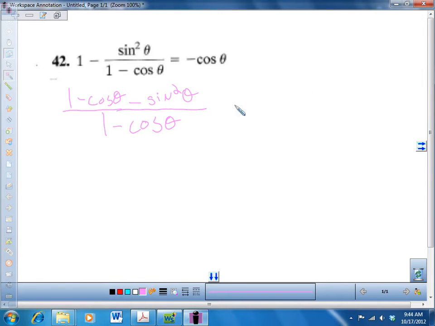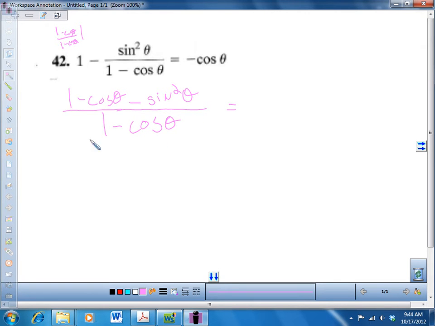So this is just the left side of the equation. Remember, I'm only working with one side of an equation at a time. What I did is I took 1 and I multiplied it by (1 minus cosine theta)/(1 minus cosine theta), and that gives me this. And the whole thing is now over 1 minus cosine theta because that was the common denominator.